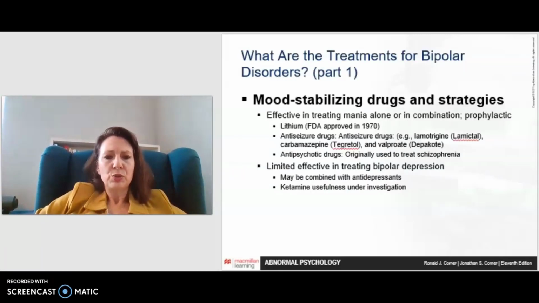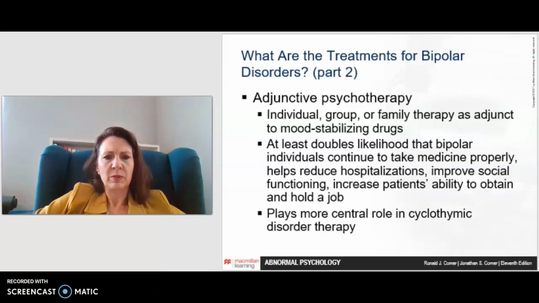Mood stabilizing drugs that treat bipolar disorders include lithium, anti-seizure drugs, and antipsychotic drugs. And they treat mania alone or in combination, and they may be used prophylactically to prevent the development of mania. They are limited in terms of treating bipolar depression, however. So they may be combined with antidepressants, and what is under investigation now is the usefulness of ketamine in terms of these symptoms of depression.